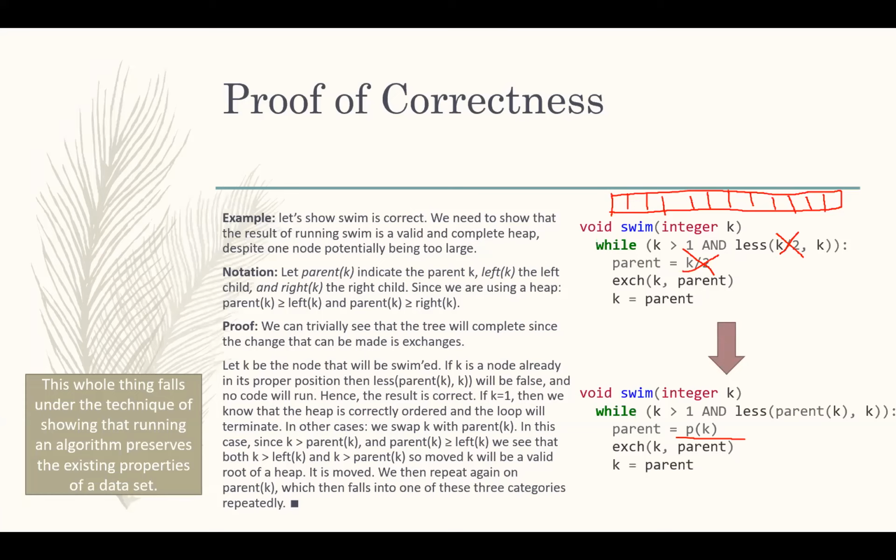Seeing that you don't break the heap order is a little bit more complicated. The full proof is on the left-hand side. The basic idea is that if you're looking at a node and it's out of order, you look at the parent and you swap with the parent.